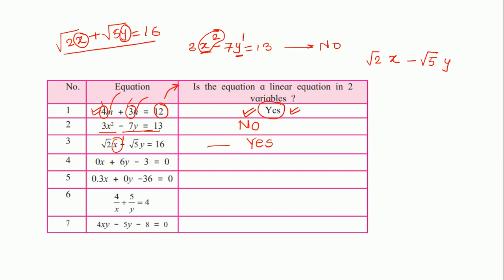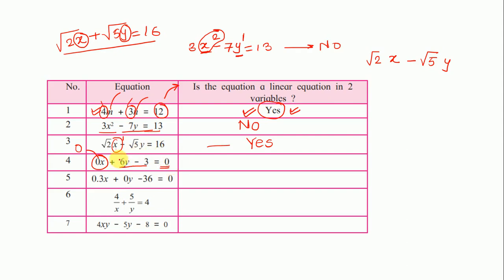The next equation, number 4. Let's have a look at it. What is given? 0x plus 6y minus 3 equal to 0. See, 0x means the whole term goes to 0. The remaining term is 6y minus 3 equal to 0. Is it a linear equation in two variables? Yes or no? No. Why?